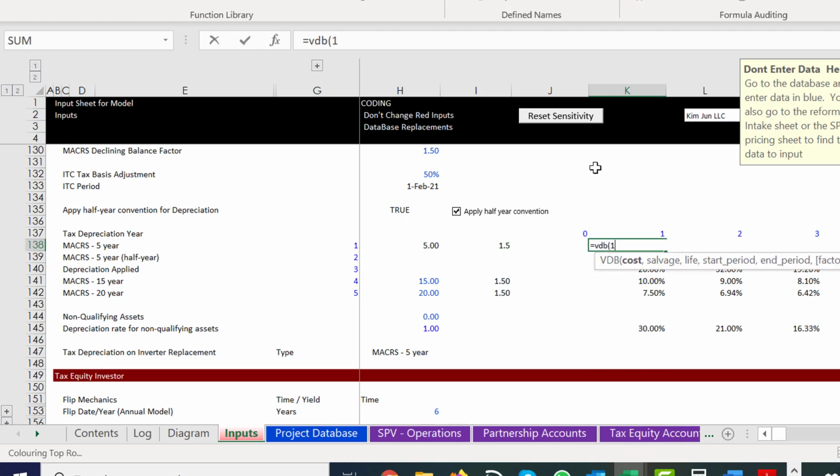And it says put the cost. Let's put 1 in for the cost. Put 0 in for the salvage. For the life, put 5 years. Press F4. And then put the start period. That's the 0 I was talking about. And then the end period. And then if this is this, I still call it MACRS, modified ACRS.